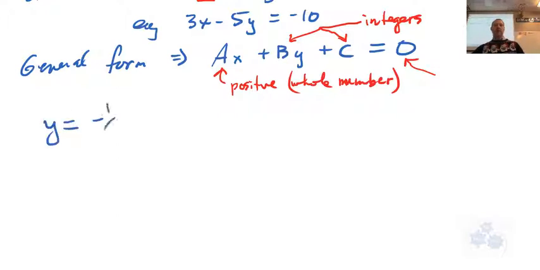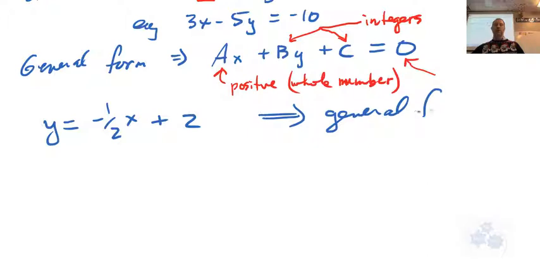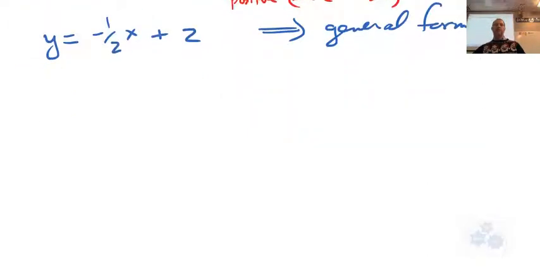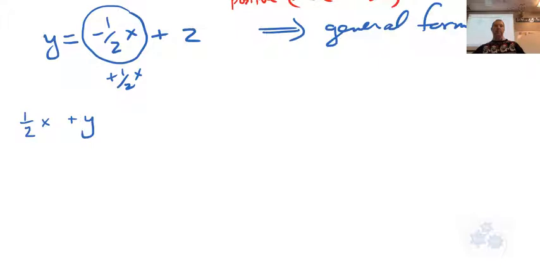So I have y equals negative 1/2 x plus 2, and I want to put that into this new form that we're learning, the general form. Okay? So how we would do this is I realize that I have to have all the terms on the left side of the equation. So I'm going to get this one over to the other side. That means I'm going to add 1/2 x to both sides. So I've got 1/2 x, plus y is still over there, and I've got this 2 still over here. Am I done?